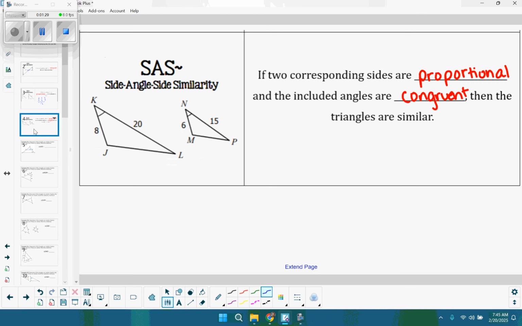And our third method is SAS, or side-angle-side. So that's when we have 2 pairs of sides that are proportional. So the 8 here and the 6 here, right? 8 over 6. The 20 here and the 15 here, 20 over 15. So this is 4 over 3. This is 4 over 3. Those 2 sides are proportional. And then the included angles, the angles in between those 2 sides, or the angle that happens at the point where the 2 sides meet, are congruent. So this is a mix of angles being congruent and sides being proportional for the triangles to be similar by SAS.